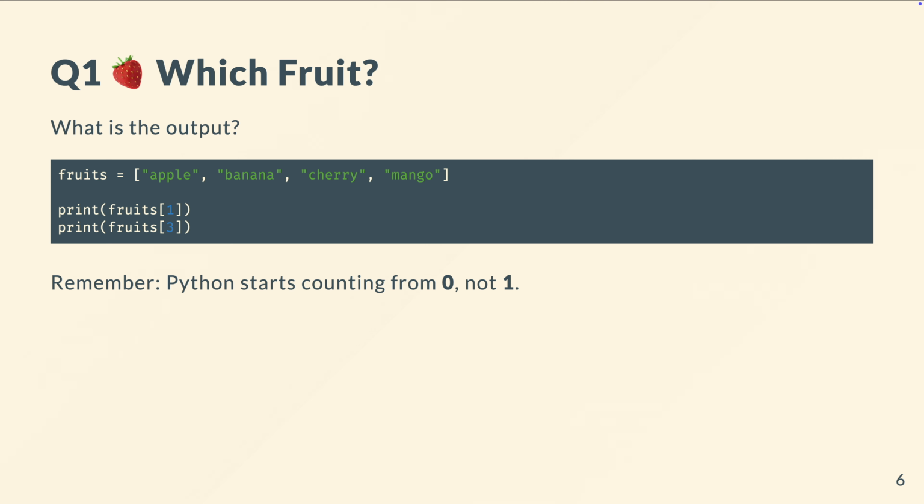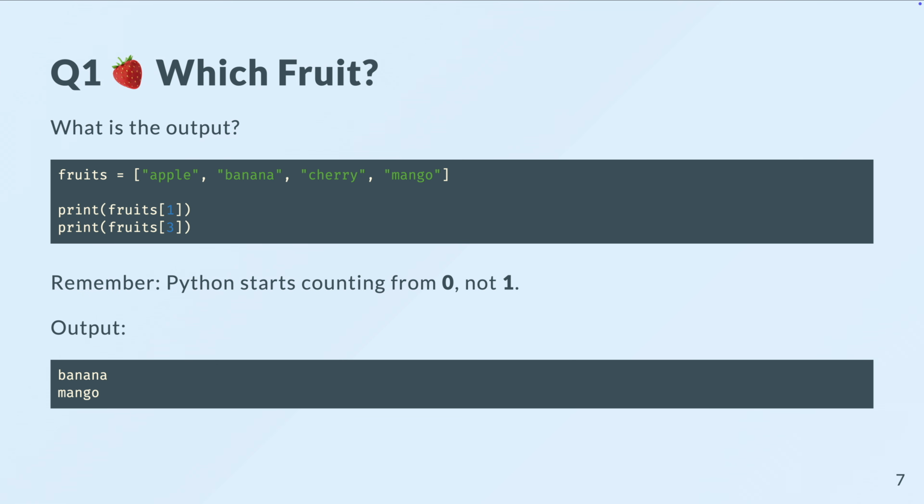Now your turn. We have a fruits list with 4 items: apple, banana, cherry, mango. Think about the indexes. Apple is index 0. Banana is index 1. Cherry is index 2. Mango is index 3. What will print when we print fruits at index 1? And what will print when we print fruits at index 3? Pause the video and predict the 2 lines.